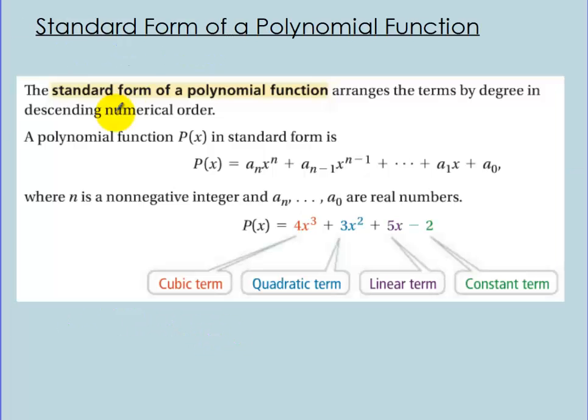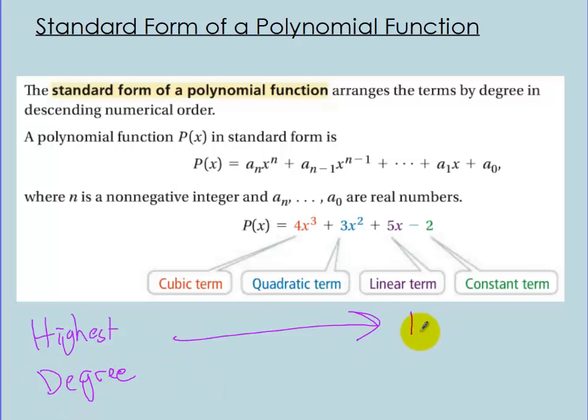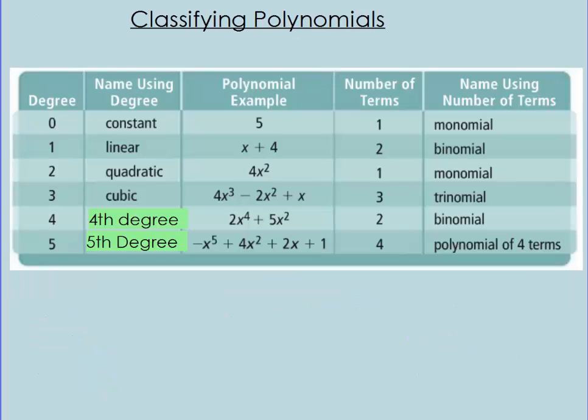Standard form of polynomial functions. This is a big description of it. The basic idea is to put the terms in order so that the highest degree is first, all the way down in order to the lowest degree. So you're just rearranging them. In this case, 4x cubed plus 3x squared plus 5x minus 2. You're going by degree. This is degree 3, 2, 1, and 0. It's not the coefficients, the 4, 3, 5, and 2. Those don't matter. It's the degree of each term.